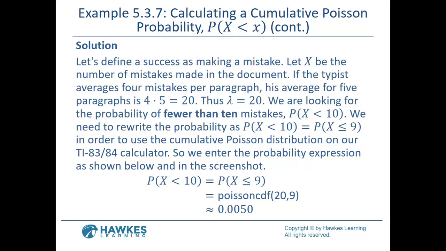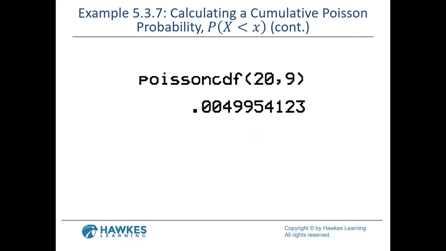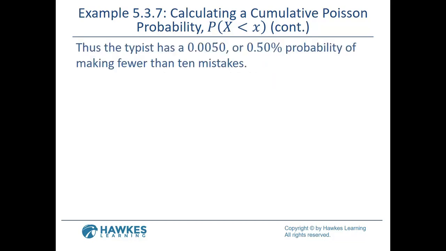So again, plugging it in the calculator, using that Poisson CDF, so 20, 9, and we're going to get 0.005. Again, guys, do remember that you are using the Poisson CDF at this point, and that you want to make sure to type in your numbers. For my TI-83s, you don't even get this part here. You just have to remember that this is lambda and this is X. Okay. Thus, basically, that tells us that we have a 0.50% probability.